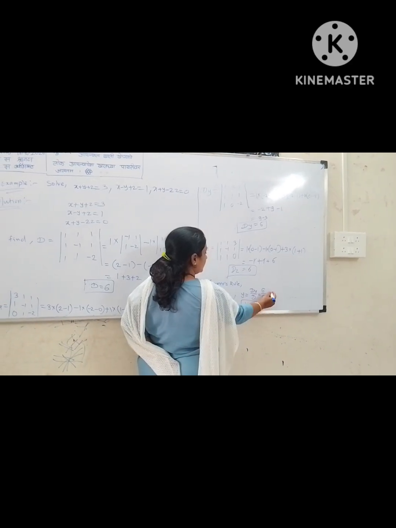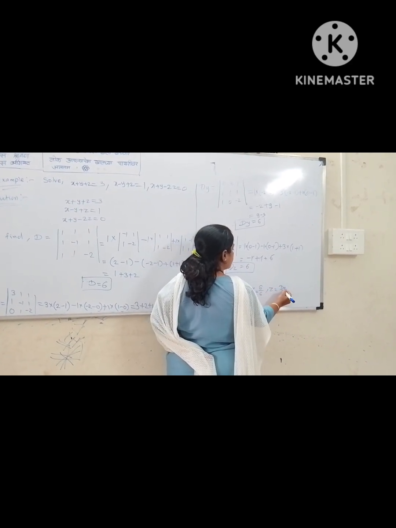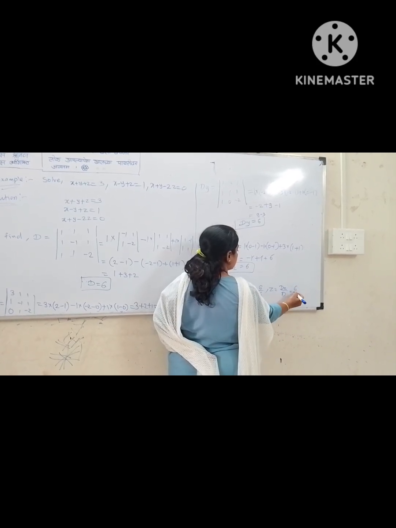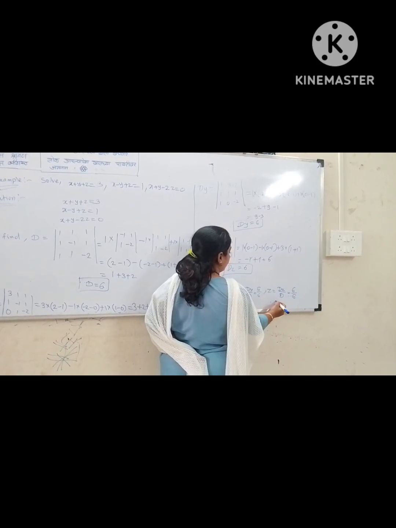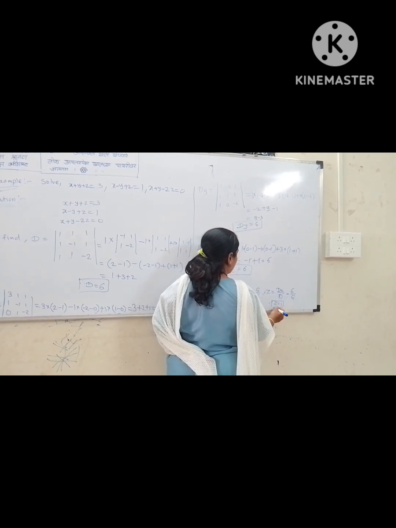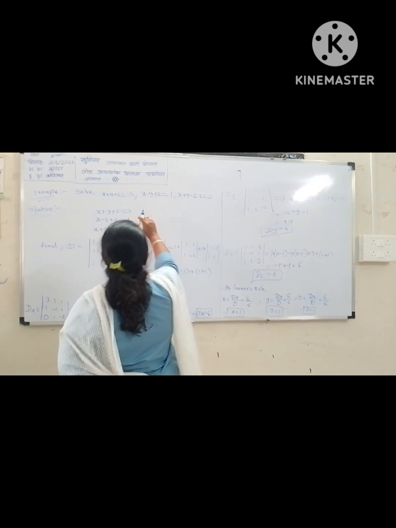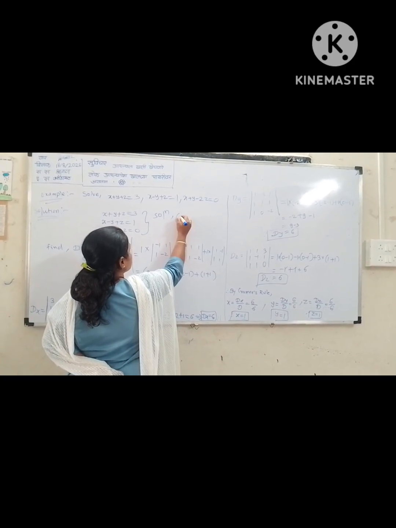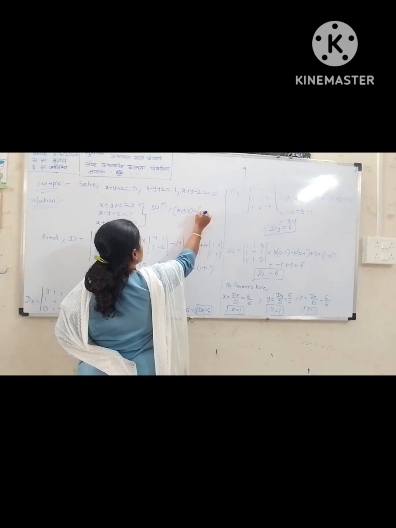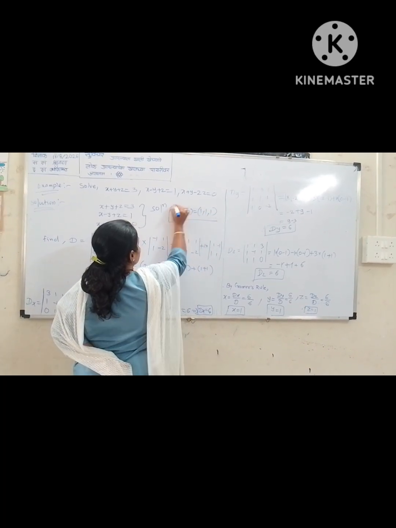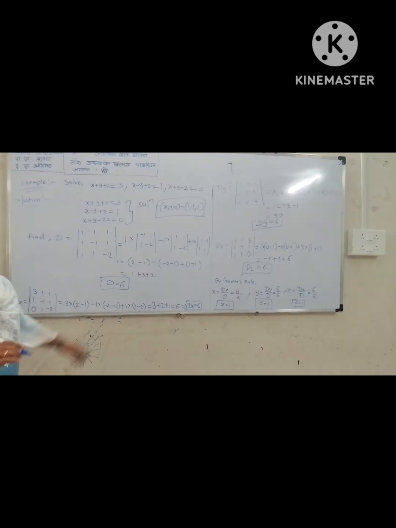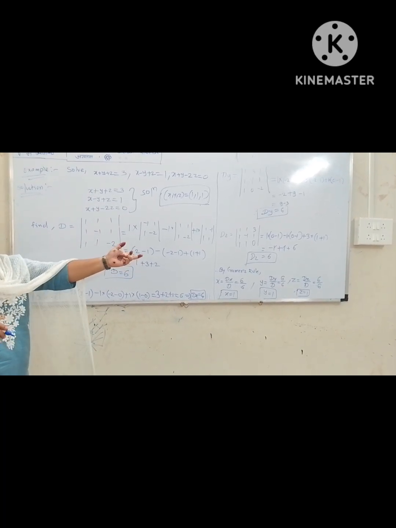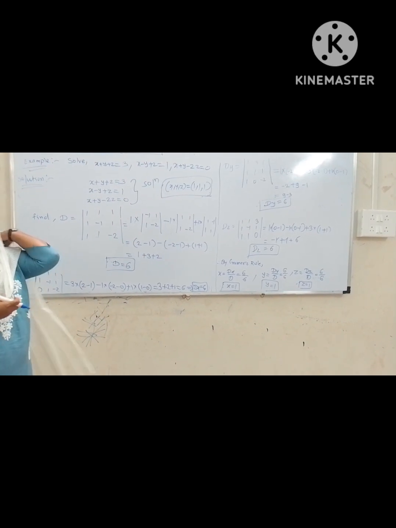What is the value of y? 1. Similarly, z is equal to Dz upon D. What is Dz? 6. D is 6. Therefore, what is the value of z? 1. Okay. So, what is the solution of this system? The solution by Cramer's rule is x, y, z, that is 1, 1, 1. Okay. So, in this way, we solve the system of linear equations by using Cramer's rule, or we call it the determinant method.